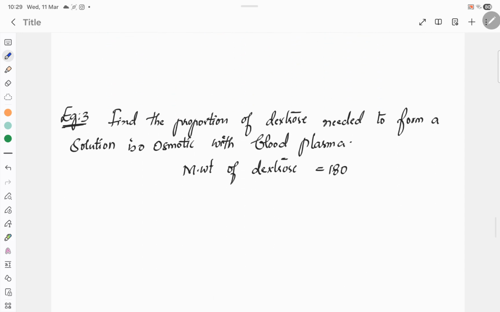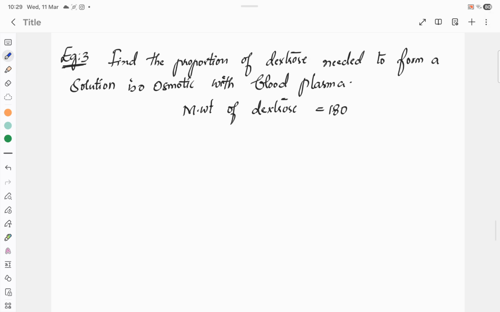And then the third example we have is, find the proportion of dextrose needed to form a solution isoosmotic with blood plasma, where the molecular weight of dextrose is given, that is 180.